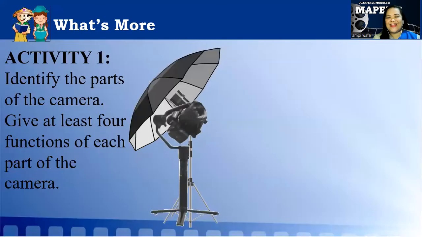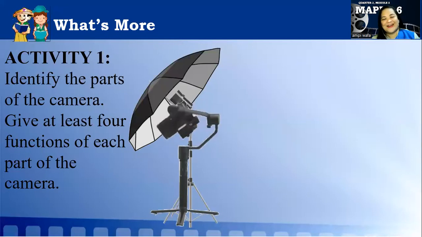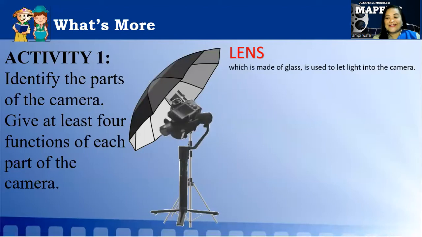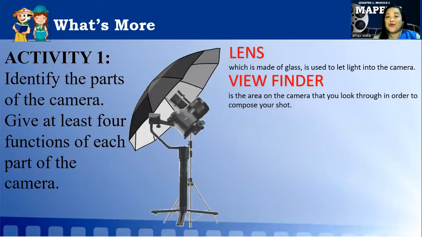All right, children, we have the what's more activity 1. Identify the parts of the camera. Give at least 4 functions of each part of the camera. Are you ready? So the answer is number 1, lens, which is made of glass and is used to let light into the camera. Next answer is the viewfinder.